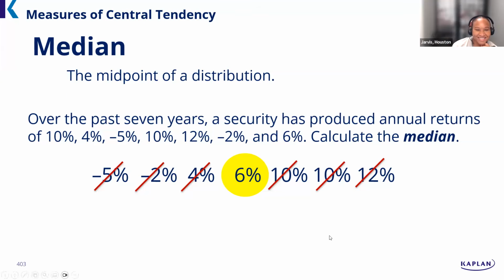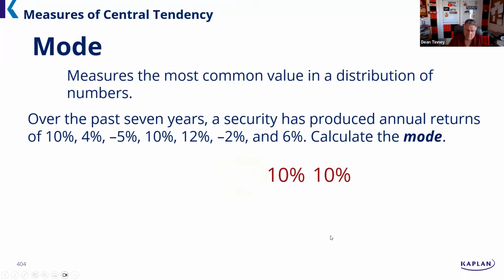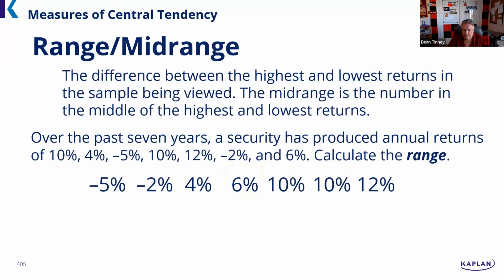So the range, we'll do mode first. Mode is the number that occurs most often. So here in our set, the number that is occurring most often is 10%. And then the range is the difference between the lowest number and the highest number. So here, the difference between the highest and lowest returns, the midrange is in between.